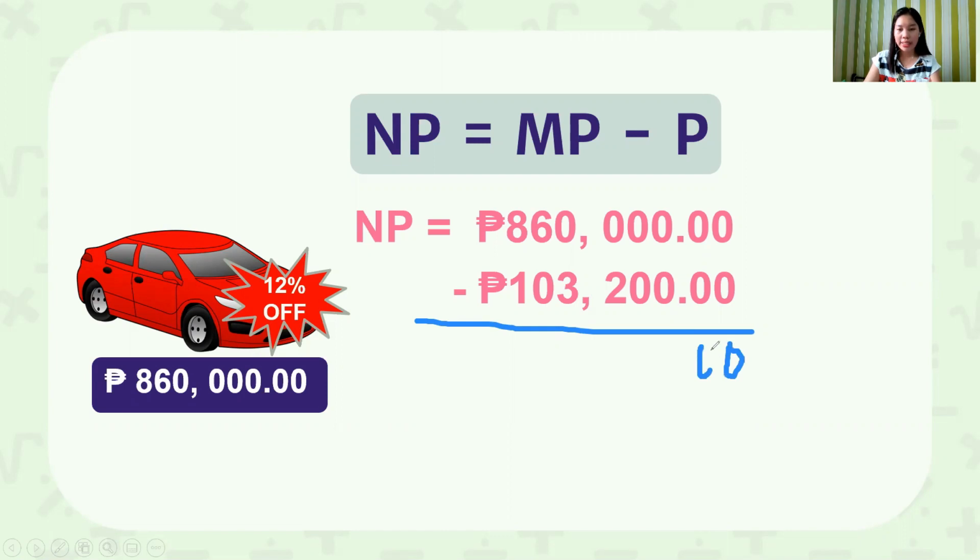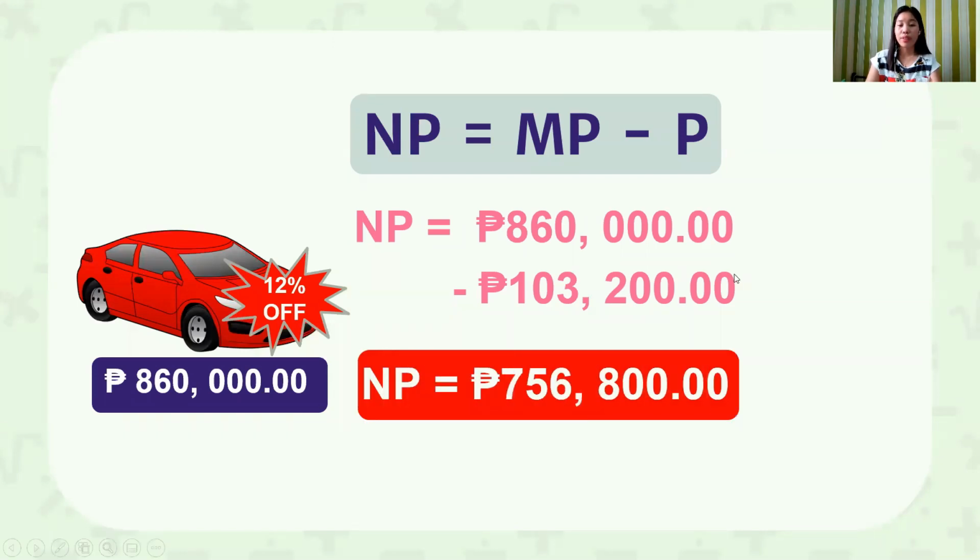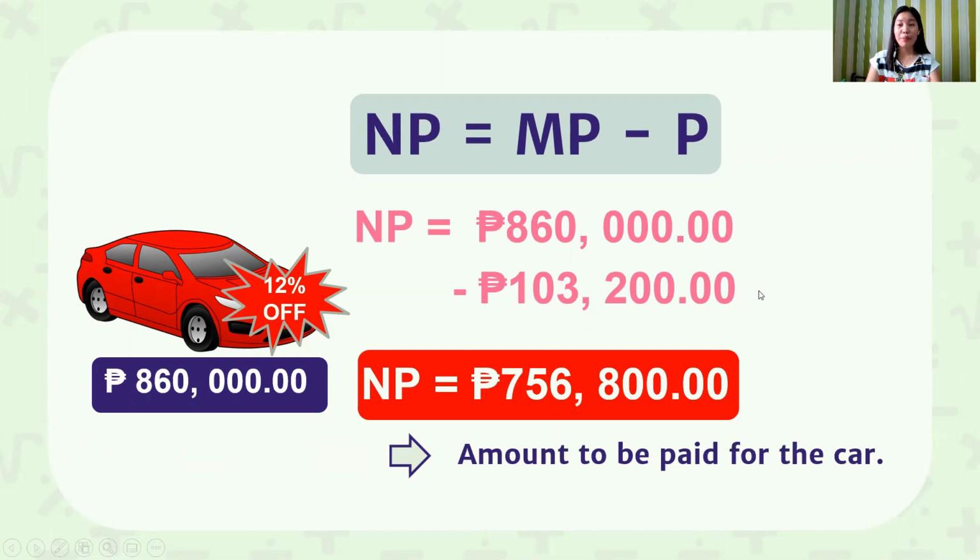0 minus 0 is 0. So let us just copy zeros here. 0 minus 2 cannot be. It is beside another 0, and this has no value. So it has to borrow from 6. 6 becomes 5, and this becomes 10. But then, this number will borrow from this one. So this will now be 9, and this 0 becomes 10. 10 minus 2 is 8. 9 minus 3 is 6. 5 minus 0 is 5. And 8 minus 1 is 7. Do not forget to locate the decimal point. They should be aligned. The answer is 756,800 pesos. 756,800 pesos is the amount to be paid for the car.